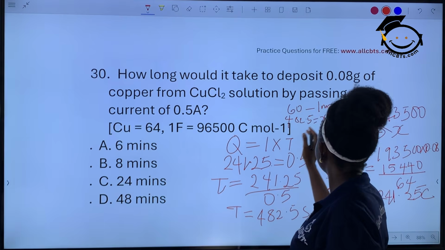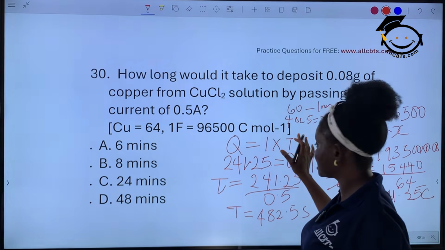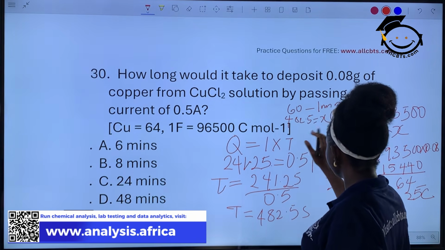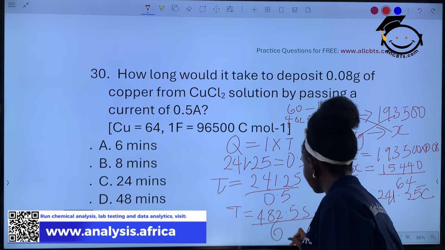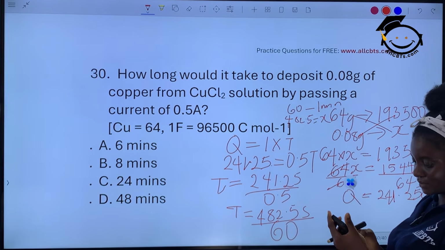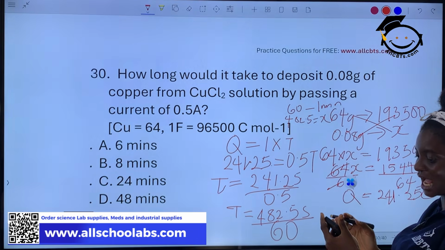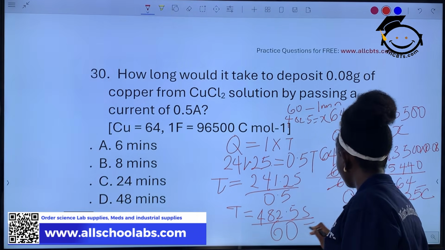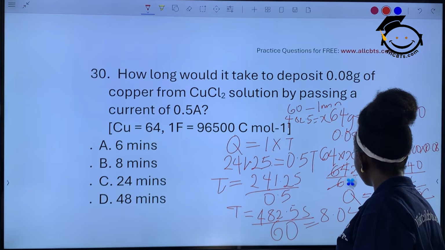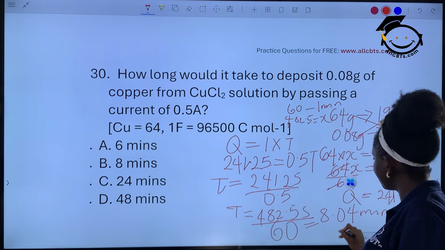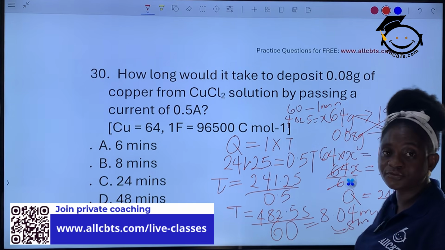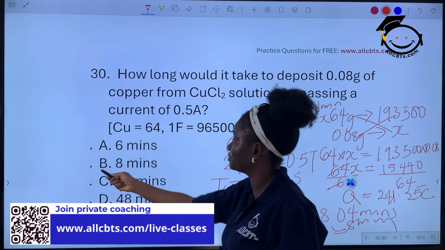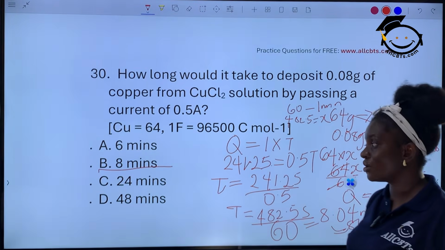To calculate this in minutes, what we just need to do is to divide this by 60. Divide that by 60 and you get 8.04 minutes. So this is approximately 8 minutes. So from our options, we see that option B, 8 minutes, is the correct answer.